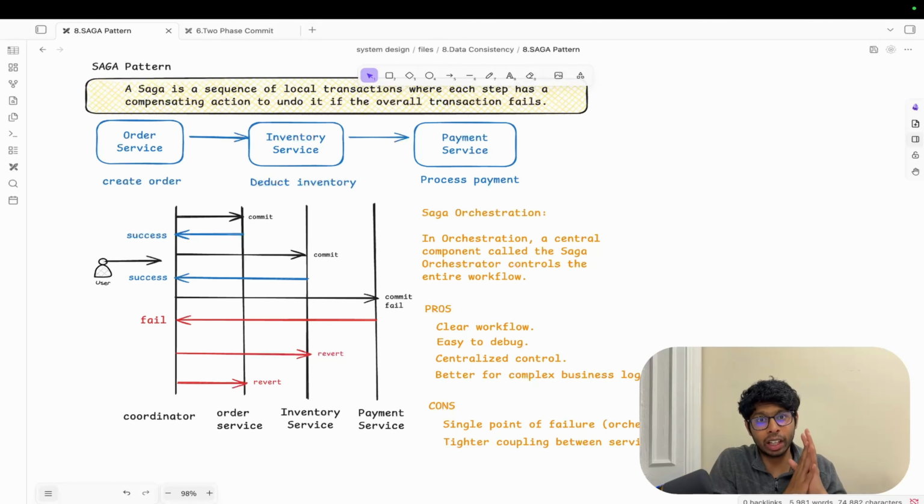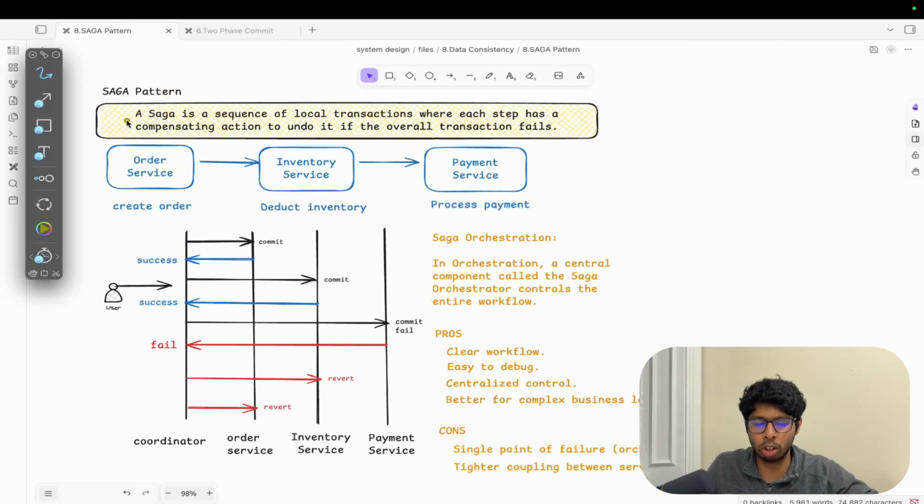That is something that we actually use in production, that is used in the industry to do distributed transactions in the microservices architecture. So first of all, let's talk about the definition.